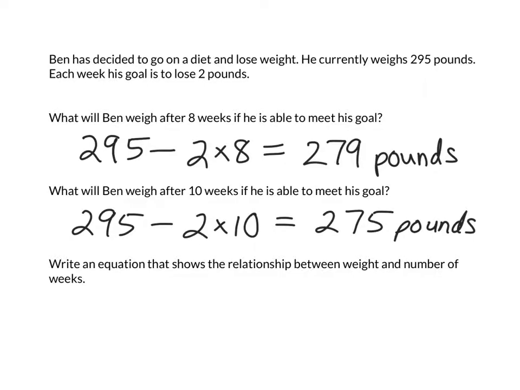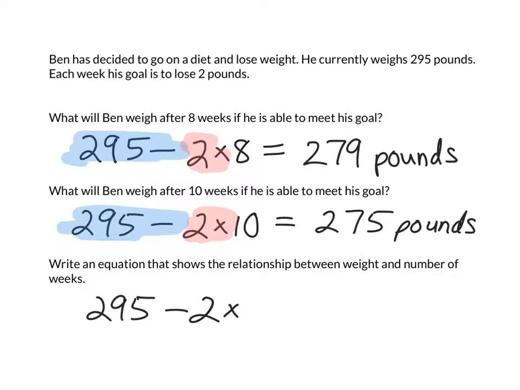All right, so we're going to look at what's similar in each of these. So we're always doing 295 minus because he starts out as 295 and he's losing weight. And he's losing at a rate of 2 pounds every week. So it's always going to be minus 2 times the number of weeks. That's what our number here is, the 8 and the 10. And then this equation tells me his new weight, what he'll weigh after he's been on the diet. So I'll maybe do P for pounds.